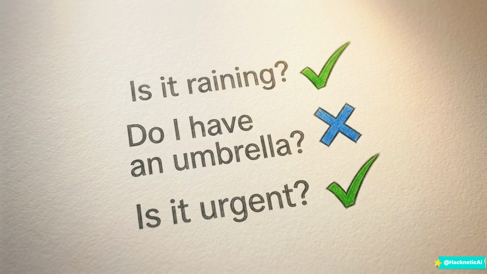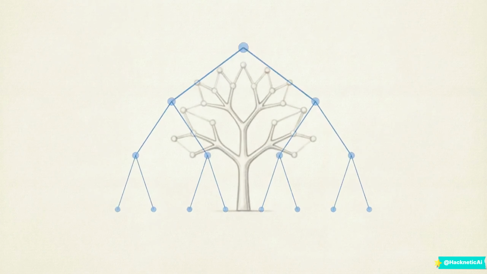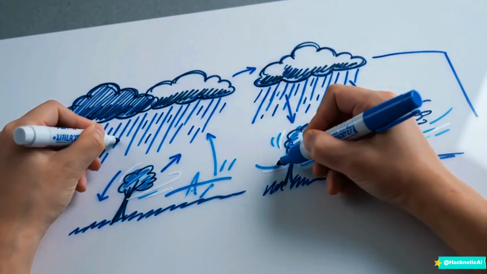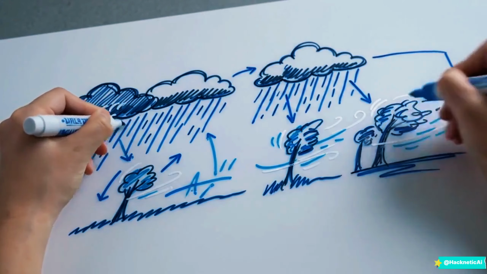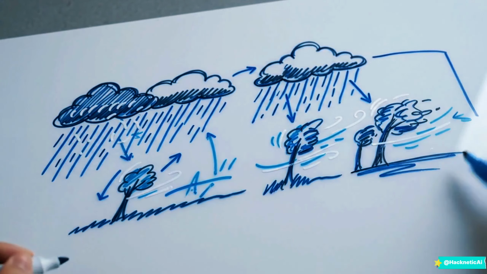This simple subconscious filtering process, like a high-speed game of 20 questions, is the exact blueprint for a powerful digital tool called a decision tree. Think about your morning routine. You look out the window, see dark clouds, and instantly change your plan for the day.